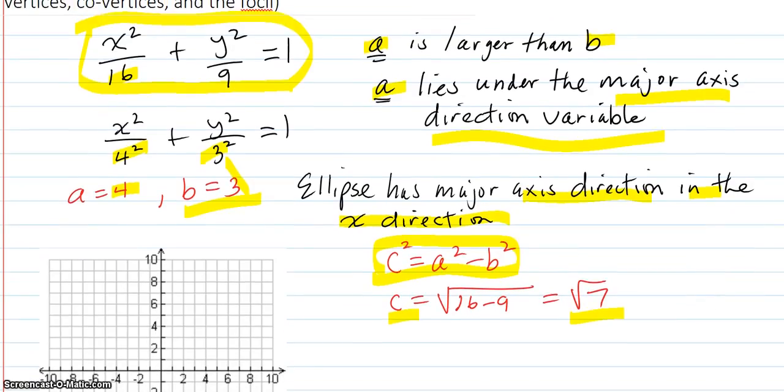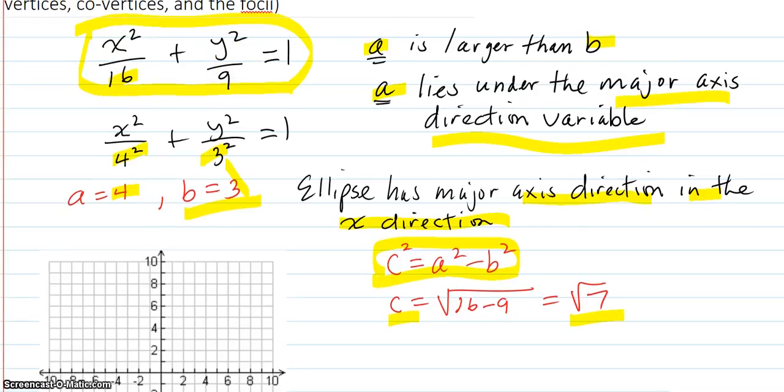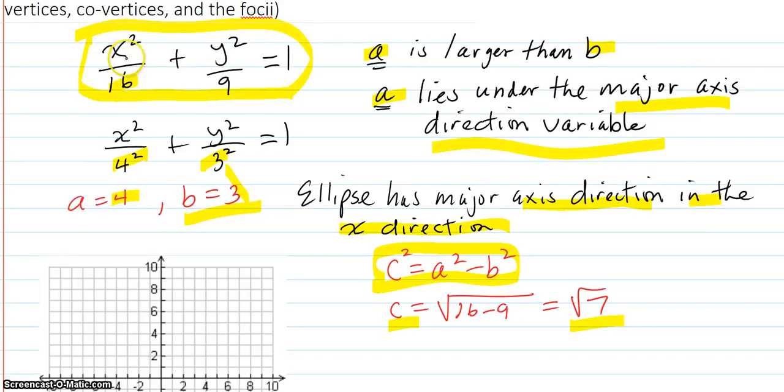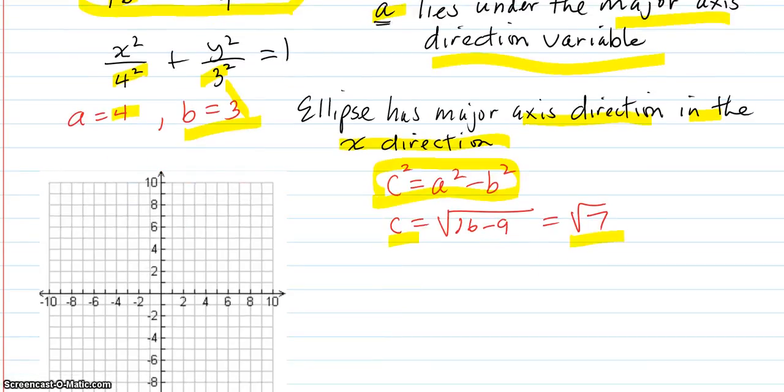It has 0, 0 as the center because it's x minus h, y minus k. We haven't gone over that yet for an ellipse, but it's going to work the same as for the parabola and the circle. h, k is the center, so it's 0, 0. So that would be 0, 0 there.